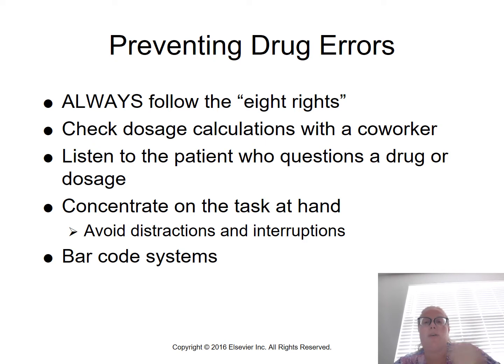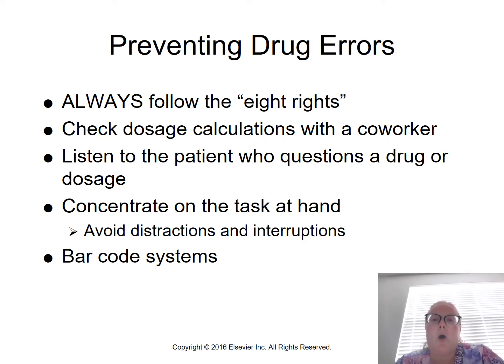So how do we prevent drug errors? Well, we always follow the 8 rights. When in doubt, check your dosage calculations with coworkers. I always say 2 heads are better than 1, 2 pairs of eyes are better than 1 pair. Listen to the patient if they question a drug or dosage. Some patients are extremely knowledgeable about their medications and their dosages, and they're very literate in medication safety. And so if they question it, I always double check.